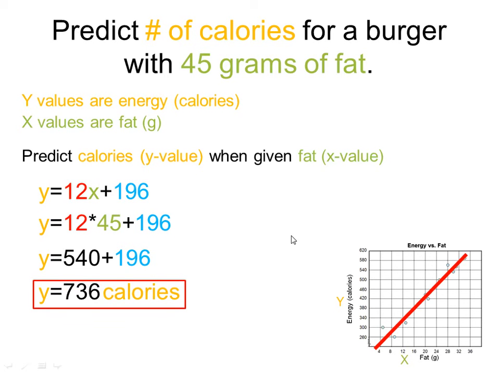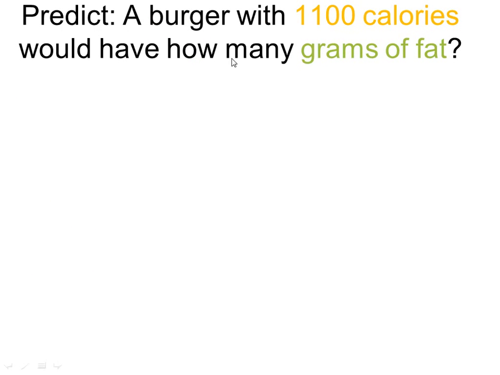If you look at this graph, you'll notice the graph doesn't go up to 45 grams of fat. It doesn't go up to that many calories. So we're actually using this line to predict what a burger with 45 grams of fat would have. And that's the advantage of doing this. Or we could try something else. We could predict, let's say we wanted a burger with 1,100 calories. How many grams of fat would it have?